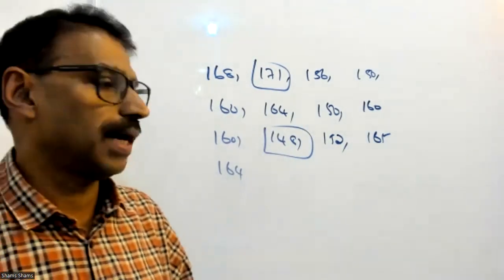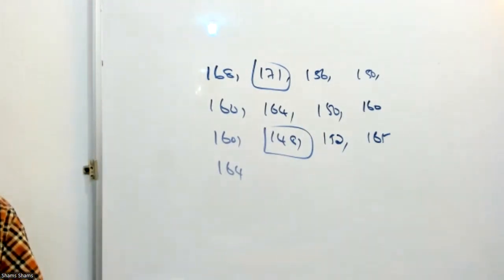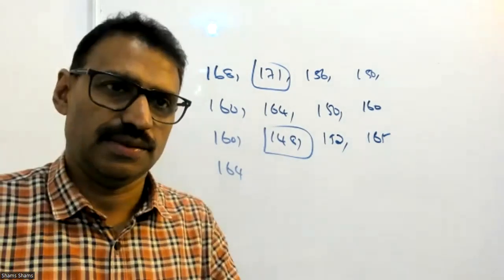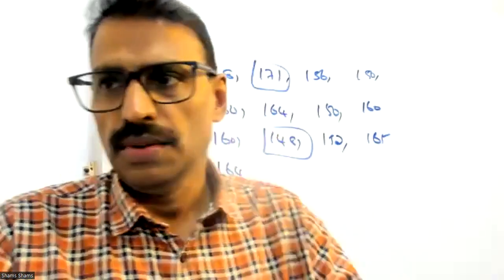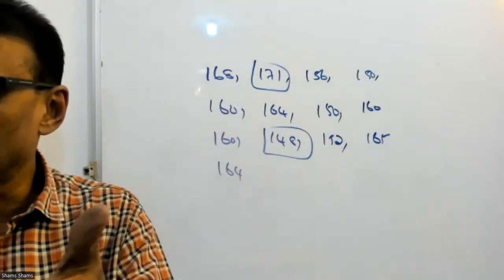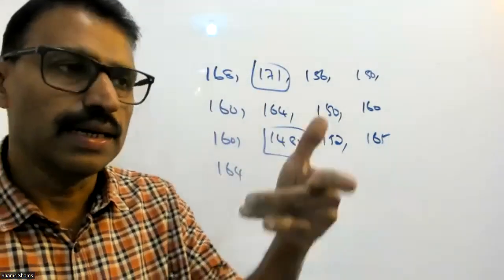148, 171 minus 148 is 23. This 23 is called the range. Primary data, secondary data, raw data, range.